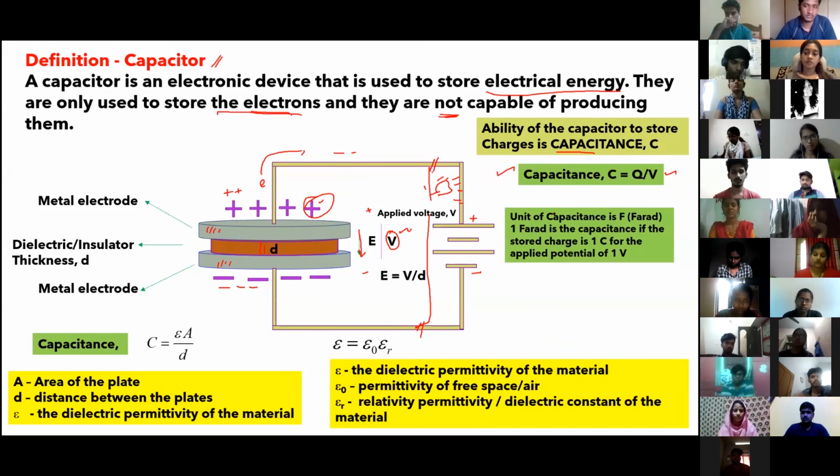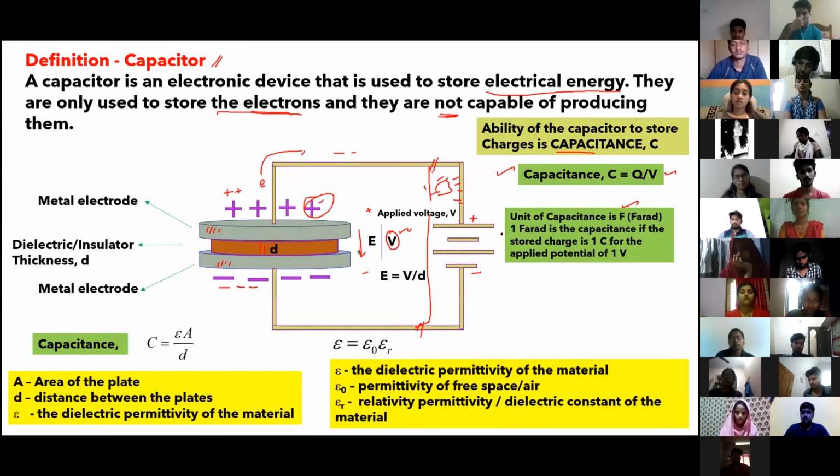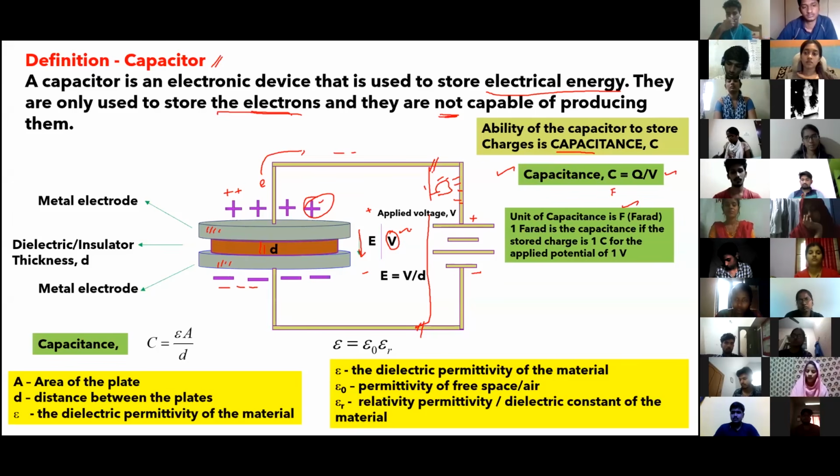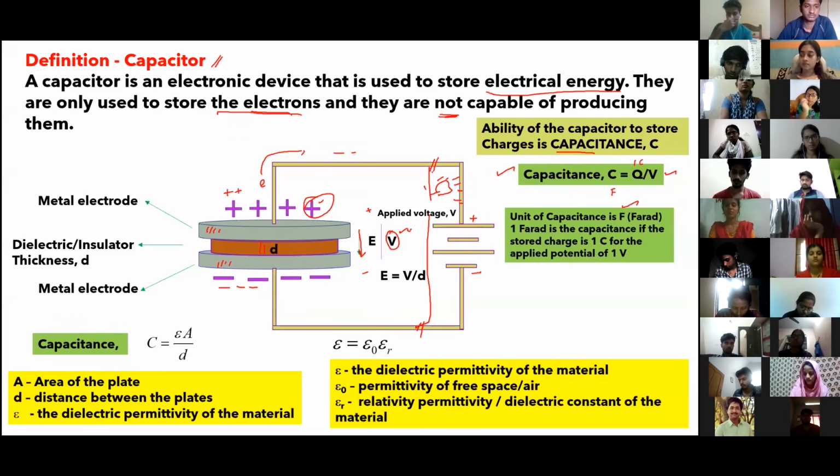Once you know the capacitance, it needs to be measured, and the unit to measure capacitance is the farad. If you want to define 1 farad, 1 farad is the capacitance when the stored charge is 1 coulomb for 1 volt of applied potential. If you apply 1 volt to the capacitor and it builds 1 coulomb of charge, then the capacitance of that capacitor will be called 1 farad.